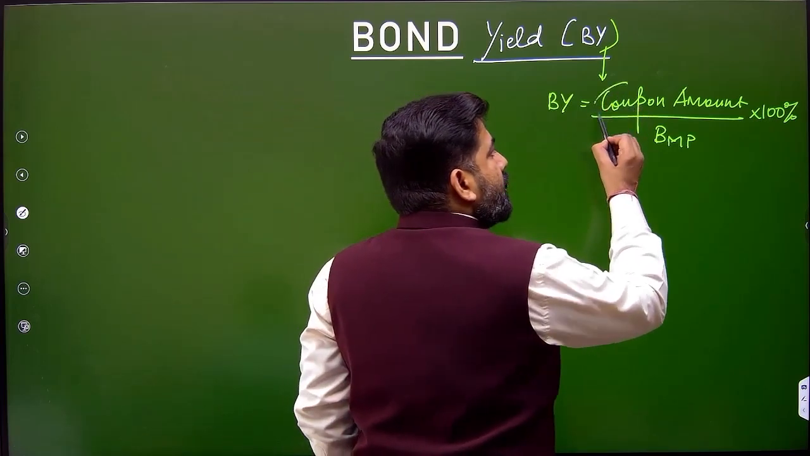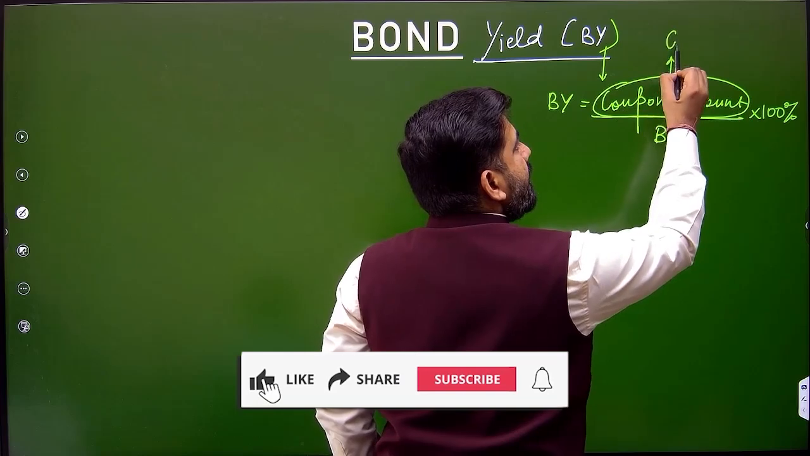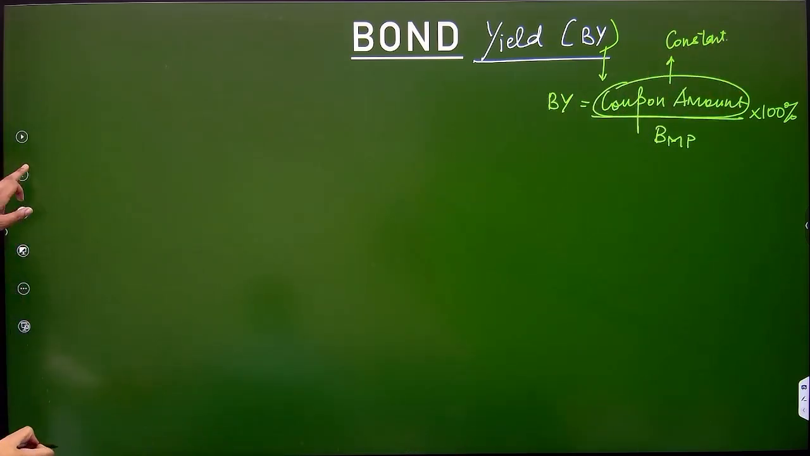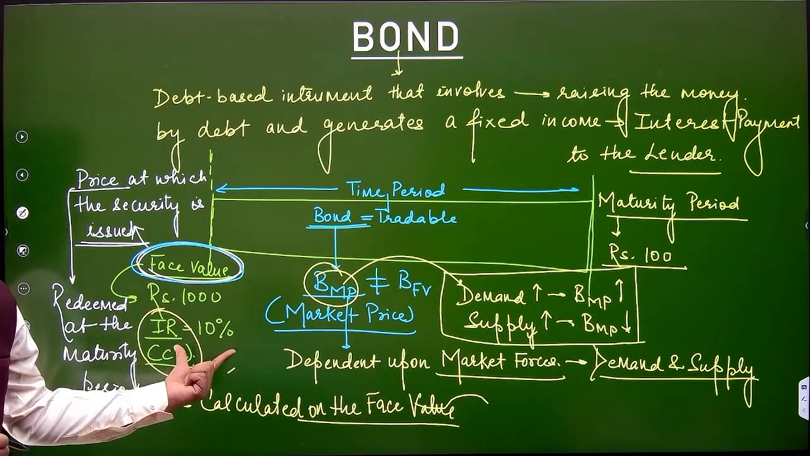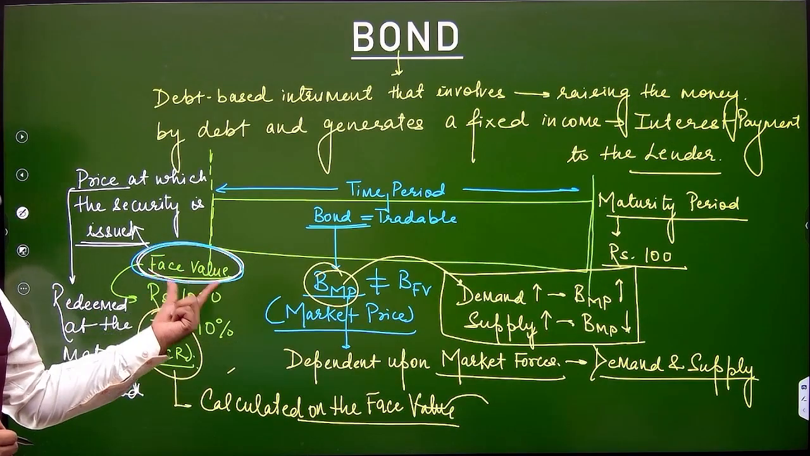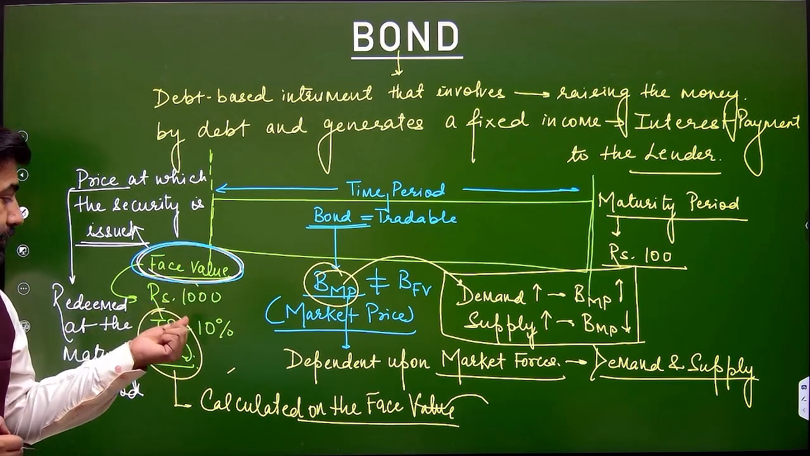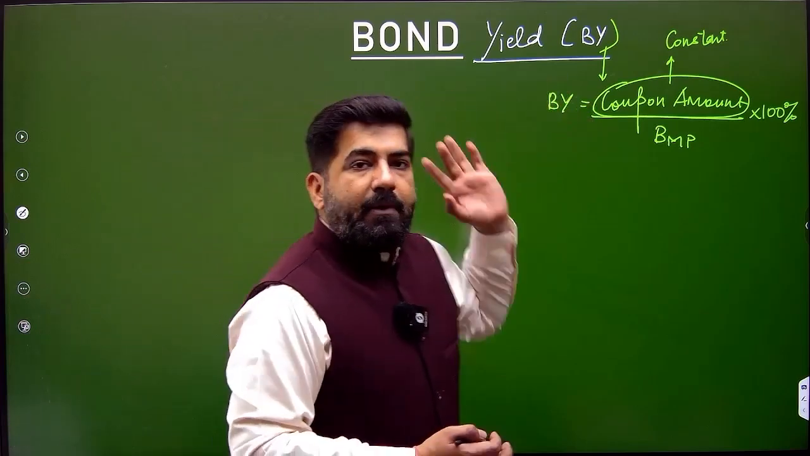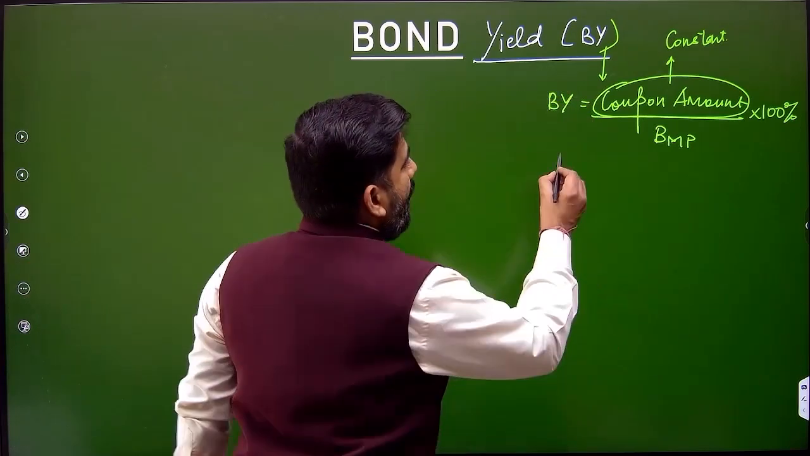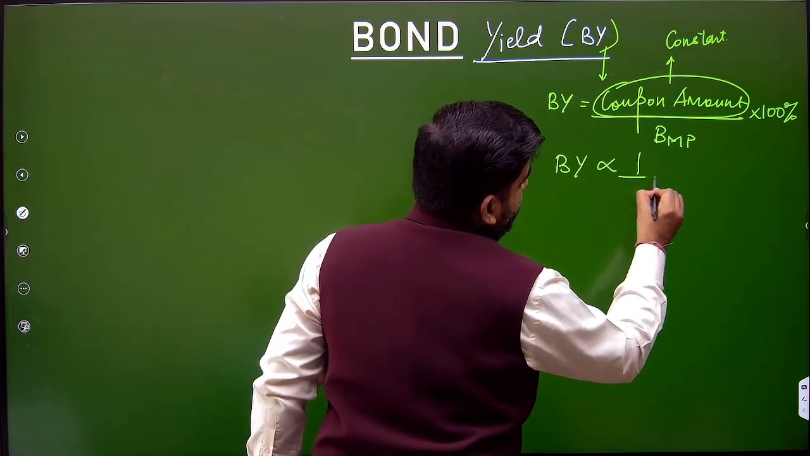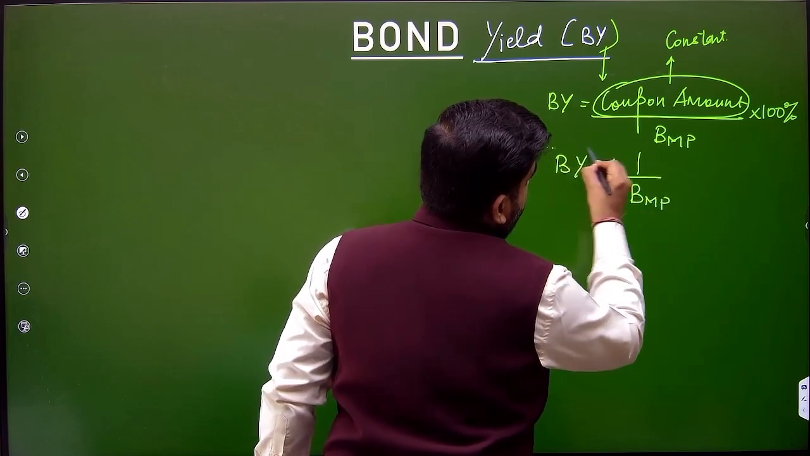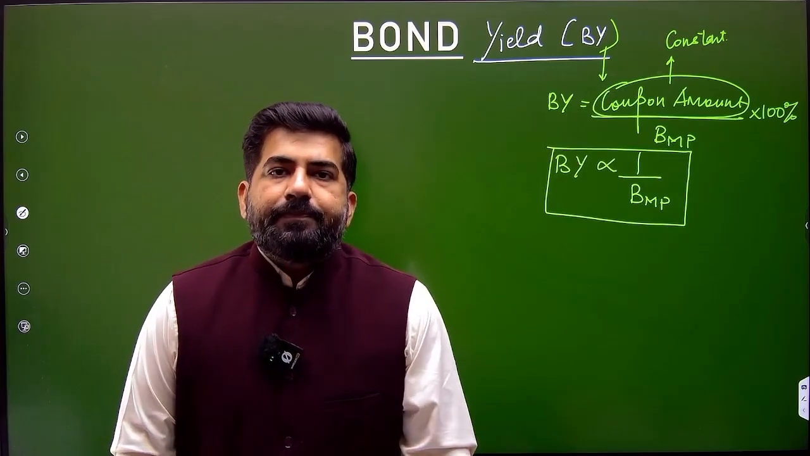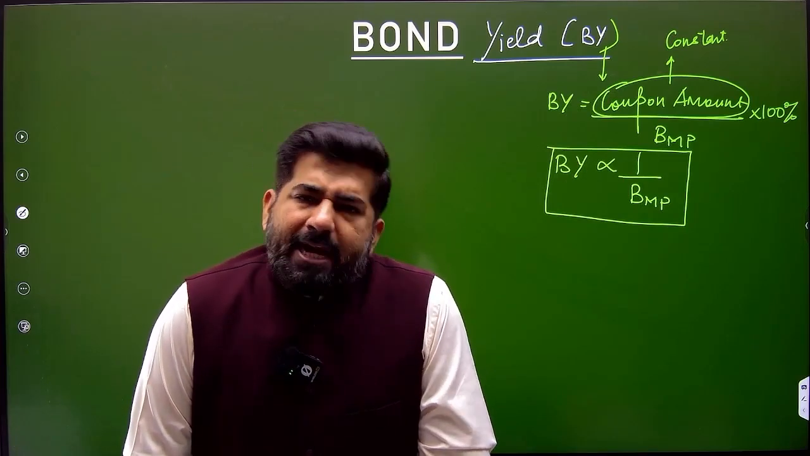So you see this coupon amount, guys, is constant. Why is it constant? Please try to understand. Interest rate is constant and this interest is calculated on the face value. Now this face value is constant. So thereby interest amount is how much? 100. So don't you think this coupon amount is constant? So thereby bond yield is inversely proportional to bond market price. Can I derive this relationship from here? Yes.